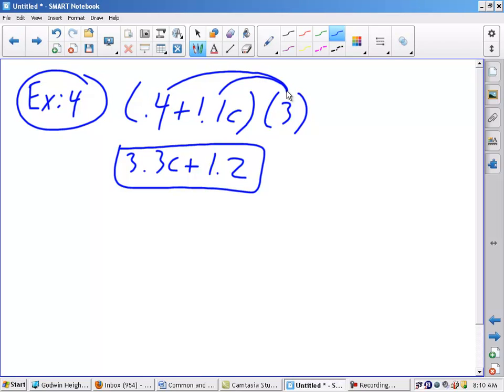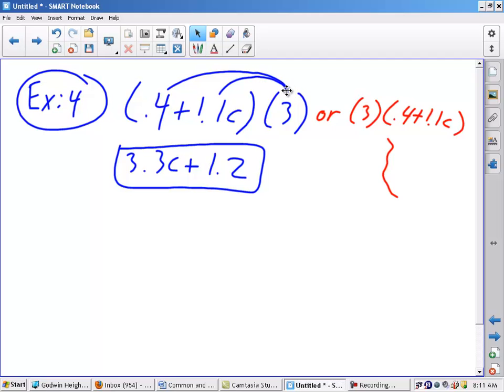Or what you could have done is just simply rewritten this 3 out front, and then done 0.4 plus 1.1c, and just do it like you have done in the past, and get your answer.